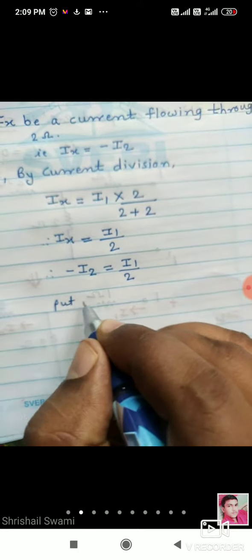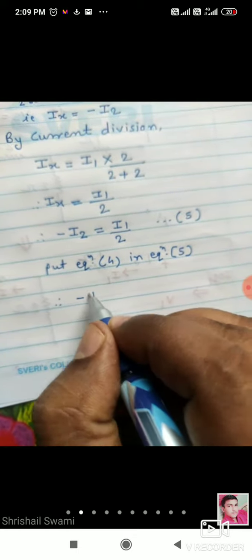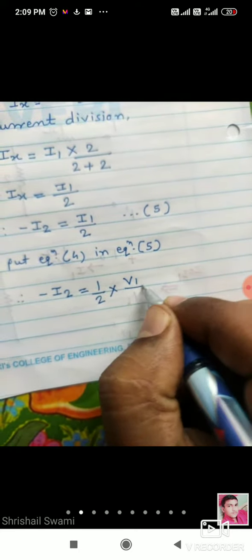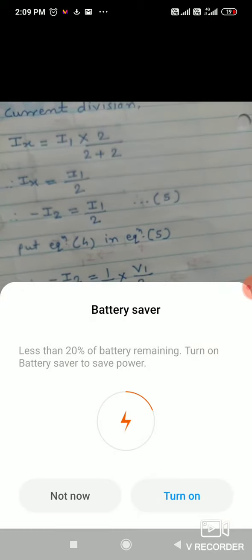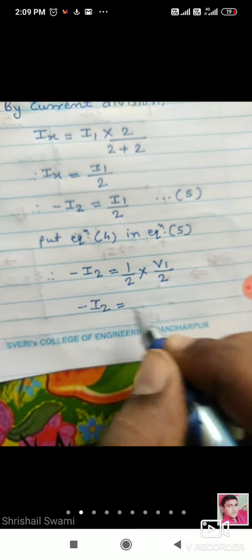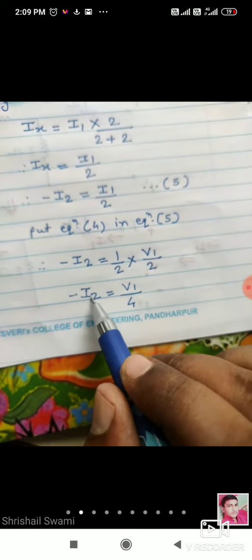So put equation 4. I will give this the equation number 5. Put equation 4 in equation number 5. Minus I2 as it is into 1 upon 2 as it is into I1, which is nothing but V1 upon 2. Okay, so minus I2 is equal to V1 by 4. So what do you want? You want I2 by V1. So I2 by V1 is minus 1 by 4.